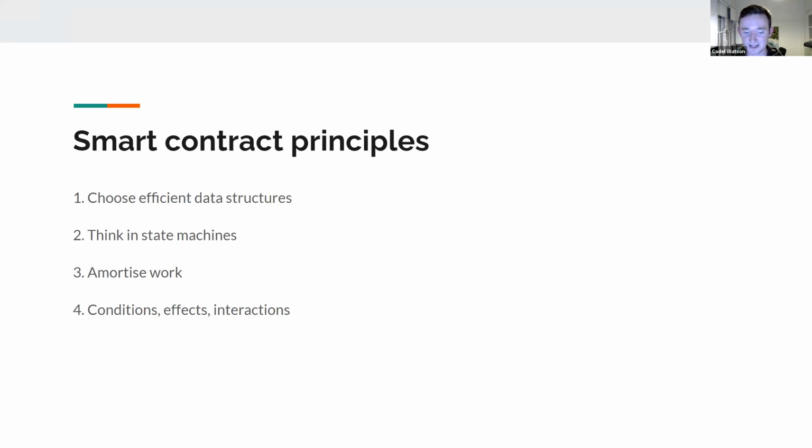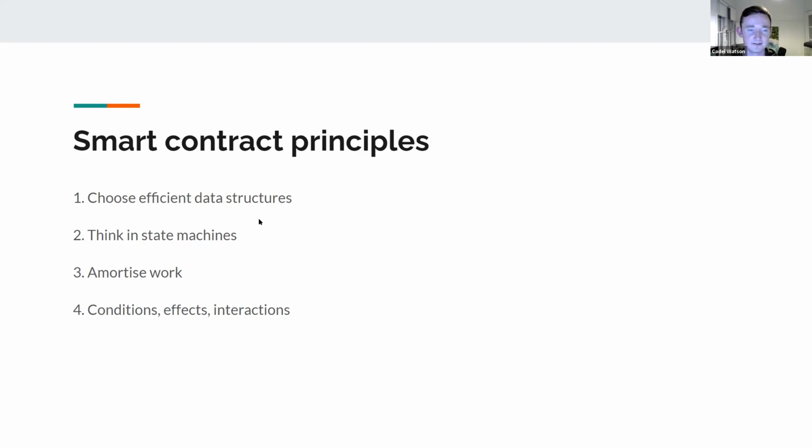So if you use, say, a big array and you have to loop over that array, it might cost you $10 to actually run that, as opposed to if you use the mapping, it might cost you 2 cents. So it becomes really important then to choose efficient data structures that allow you to do the computation and functions that you want your smart contract to encode in the most efficient way possible.